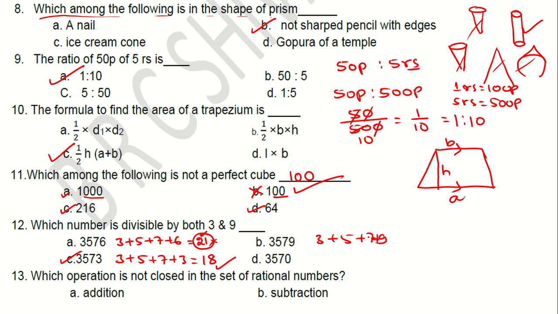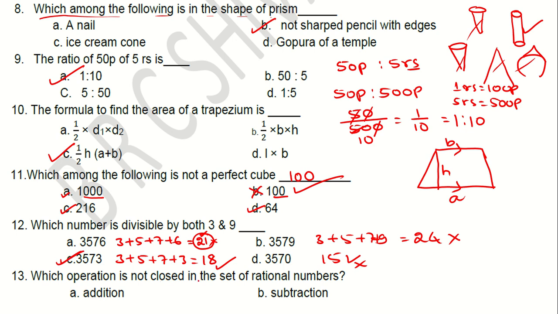So this one: 9 plus 7 is 16, 16 plus 7 is 23, plus 1 is 24. So this 24 is not divisible by 9. So therefore, this one: 3 plus 5 plus 8 plus 15, 15 is divisible by 3 but not divisible by 9. Therefore option C is the correct answer.